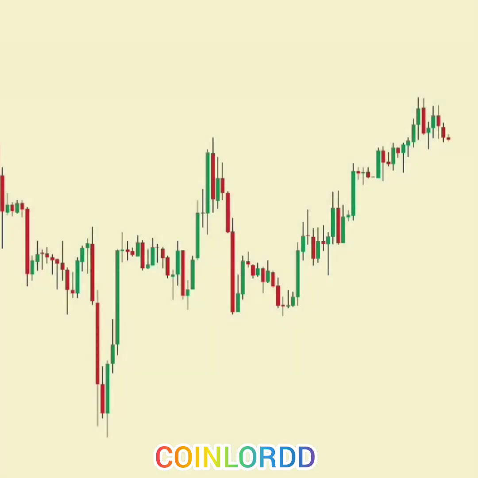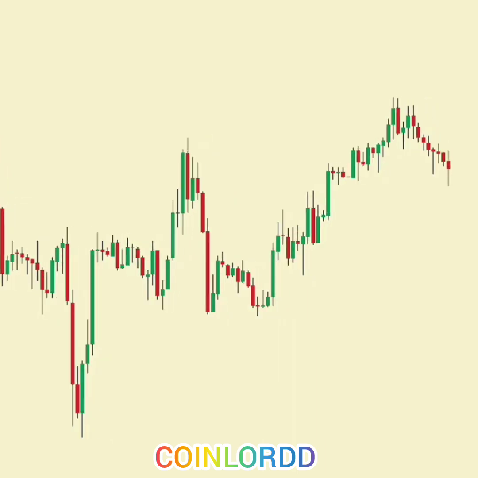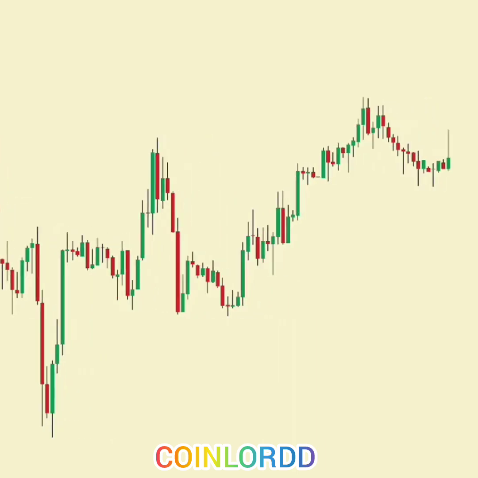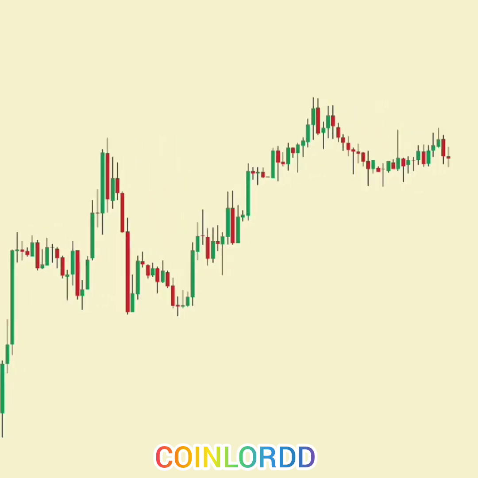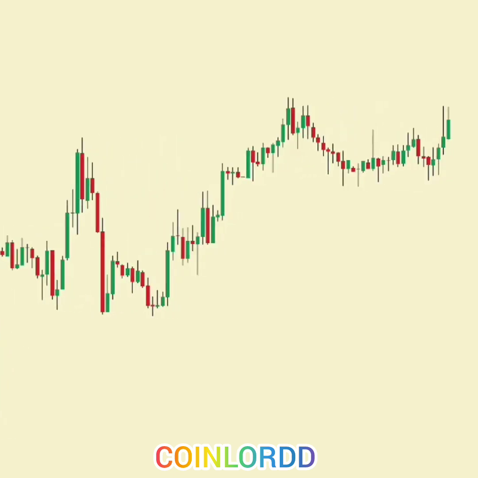Before looking for an entry on this chart, I first wanted to understand where price was most likely to move if the setup played out. Rather than focusing on where to sell immediately, I started by identifying a logical target area based on the market structure. This gave me a clear objective before I even considered taking a trade. Once the target was established, the next step was finding a high probability area where sellers might become active, and that's where the analysis began.